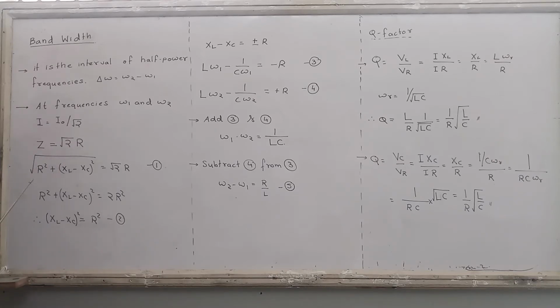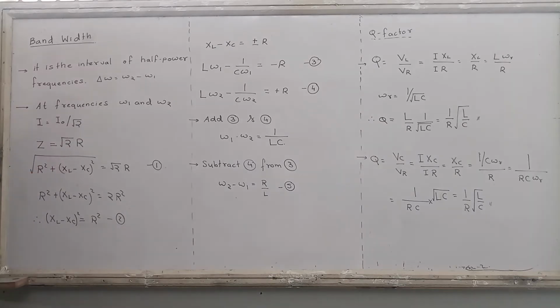What I am going to do here is first of all define bandwidth. What is bandwidth? It is the interval of half power frequencies. That means delta omega, which is the bandwidth, is equal to omega 2 minus omega 1.